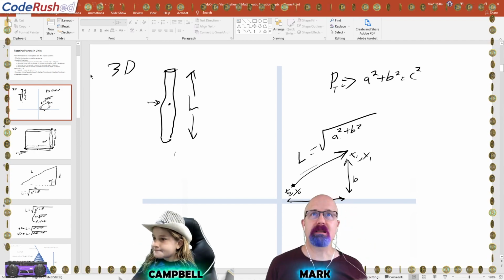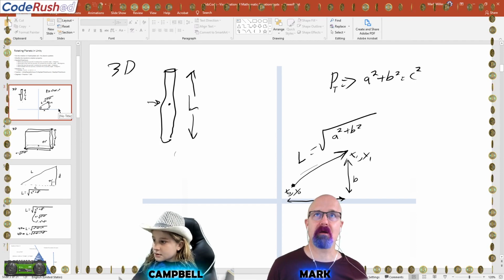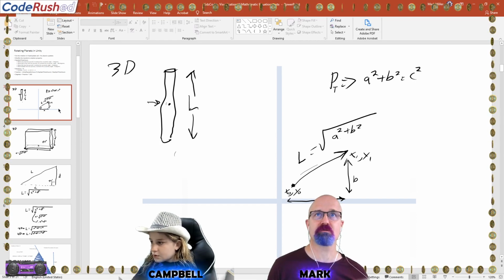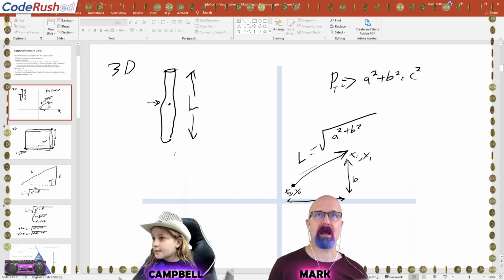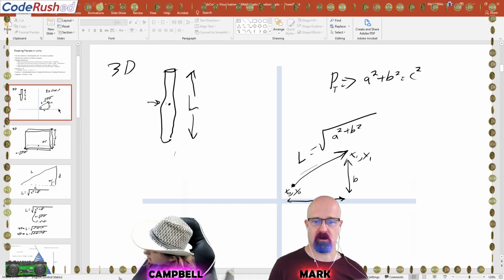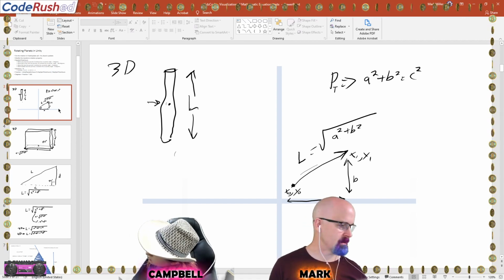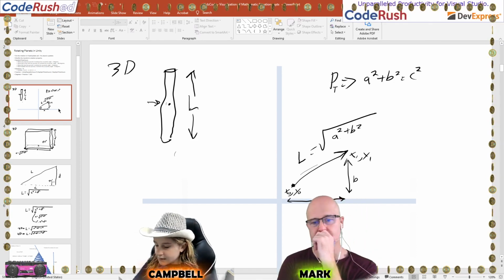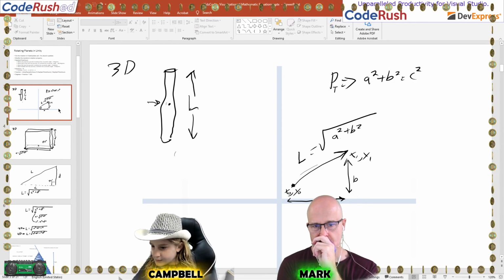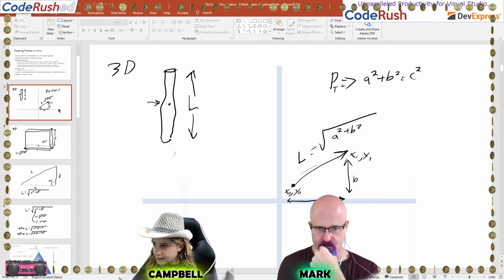Okay, so in order to make this as long as we need it to be, we need to first calculate the length using Pythagorean's theorem and then set its scale to match that length. Are you with me on that, Campbell, or does that need another explanation? No, I'm with you. Yeah. What's the other thing we need to set for this?